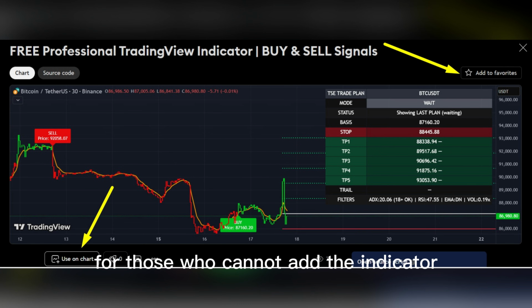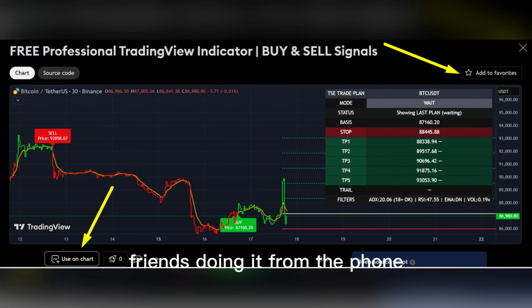Friends, for those who cannot add the indicator, I will show step by step within the video how to add it both on the phone and on the computer, laptop, or desktop. As always, I will add the indicator link to the description and comment section. When you click the link, you will be redirected to TradingView. There, add the indicator to the favorites section, then click the Use, Add to Chart option on the chart, and the indicator will be automatically added to your chart.